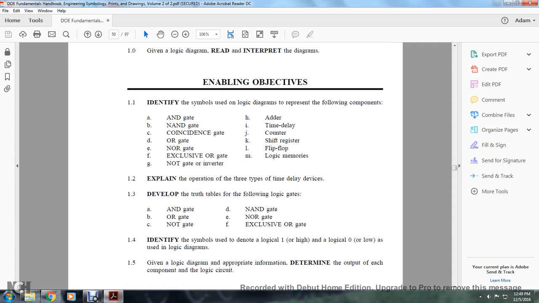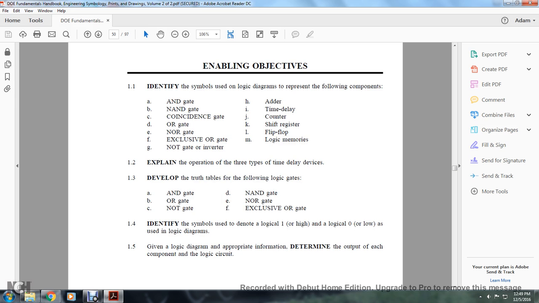Explain the operation of the 3 types of time delay devices, and develop the truth tables of the following logic gates: AND gate, NAND gate, OR gate, NOT gate, NOR gate, and exclusive OR gate. Identify the symbols used to denote logic 1 or high, and logic 0 or low, as used in logic diagrams. Given a logic diagram and appropriate information, determine the output of each component within the logic circuit.